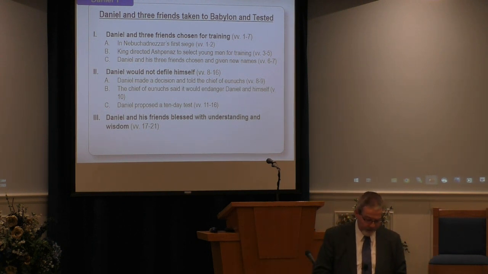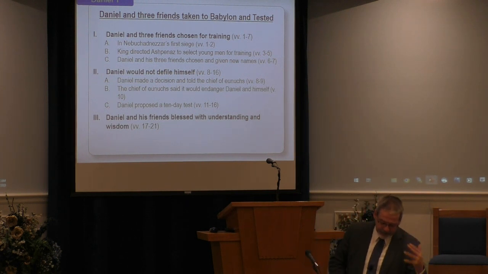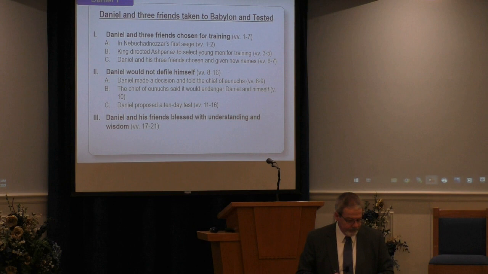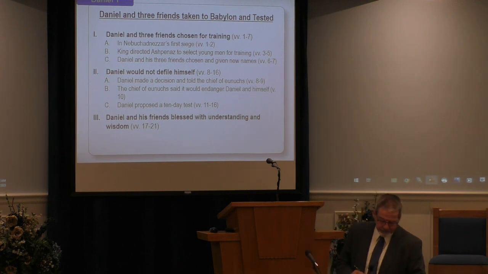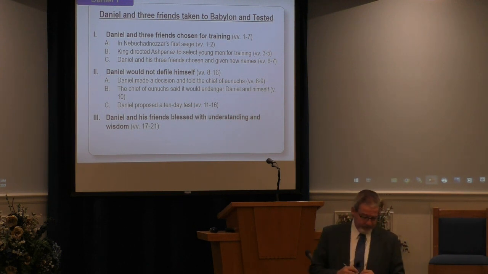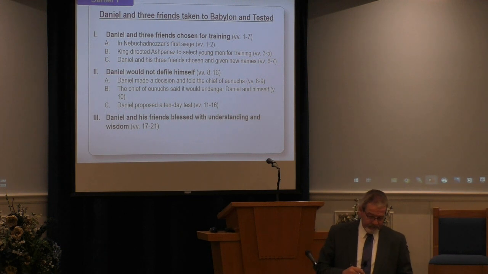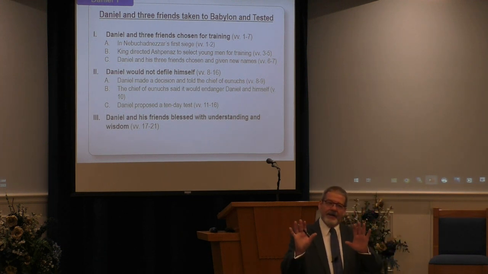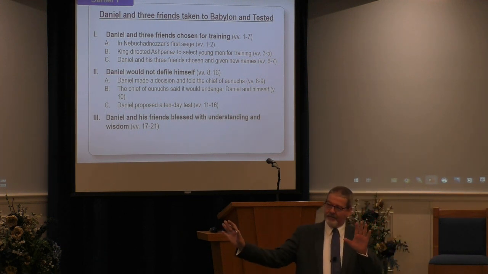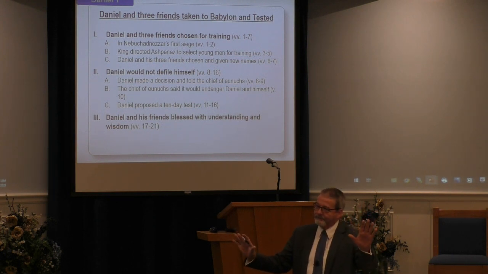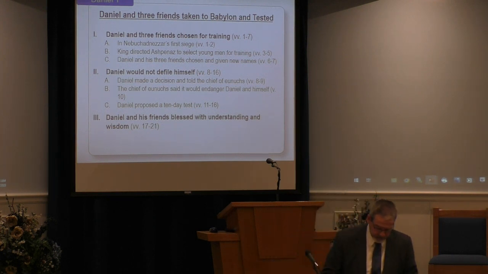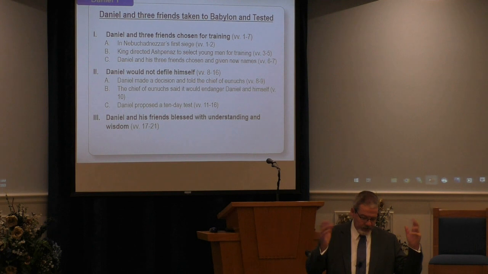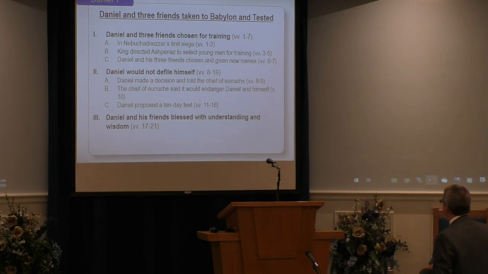And here we go. Look at verse 15. At the end of 10 days, what happened? Far better. It would be fascinating if it was just as good. But it wasn't just as good, it was far better. Far better than the rest. And so the king took away the portions and gave them only vegetables.